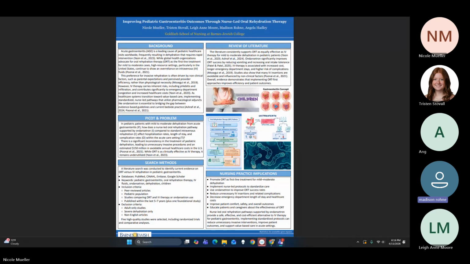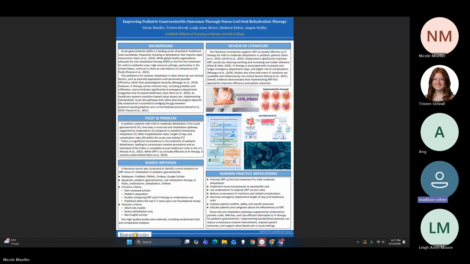So the research has strong implications for nursing practice. Some major takeaways are that it promotes ORT as the first-line treatment for mild to moderate dehydration. It implements nurse-led protocols to standardize care, the use of ondansetron to improve ORT success rates, reduce unnecessary IV insertions and related complications, decreases emergency department length of stay and healthcare cost, improves patient comfort, safety, and overall outcomes, and educates patients and caregivers about the effectiveness of ORT.